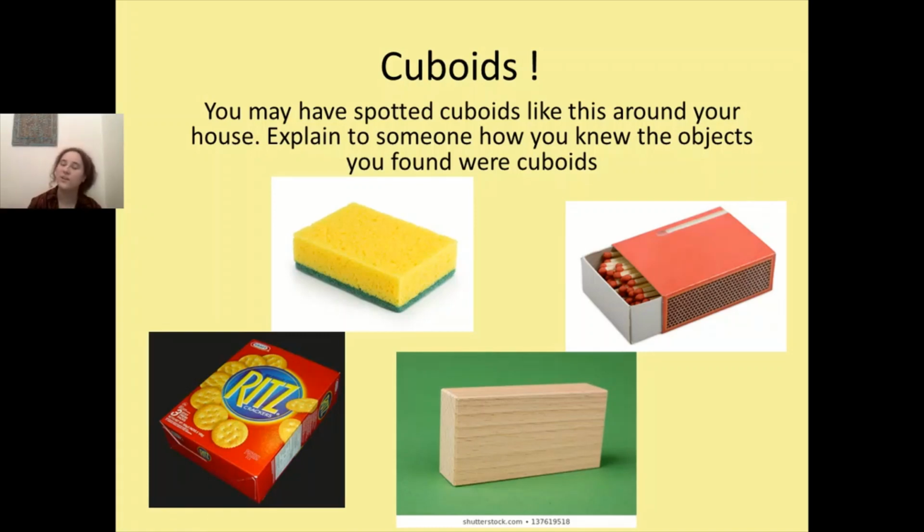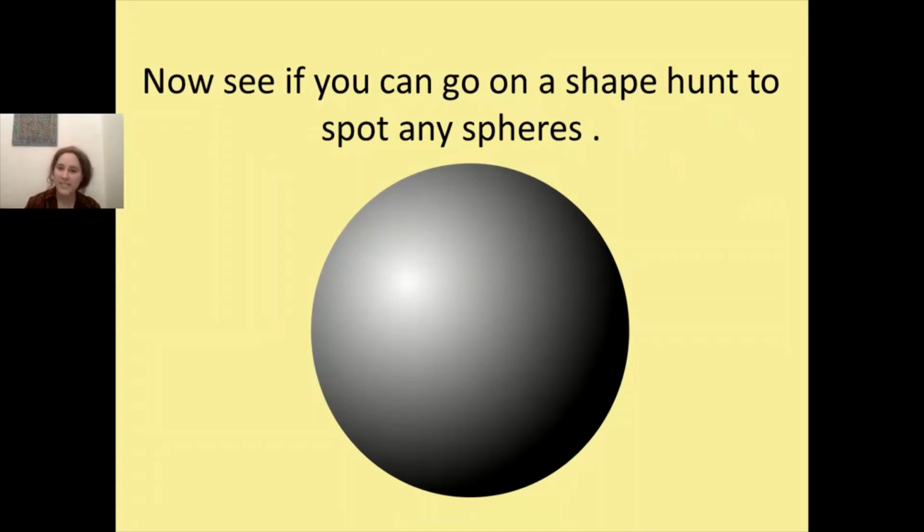Right, are you ready to look for our next shape? Let's see what it is. What is it? Fantastic, it's a sphere. Now remember, a sphere looks like a ball and it has a curved surface the whole way around. I'll wait here while you pause the video and go and look for a sphere.